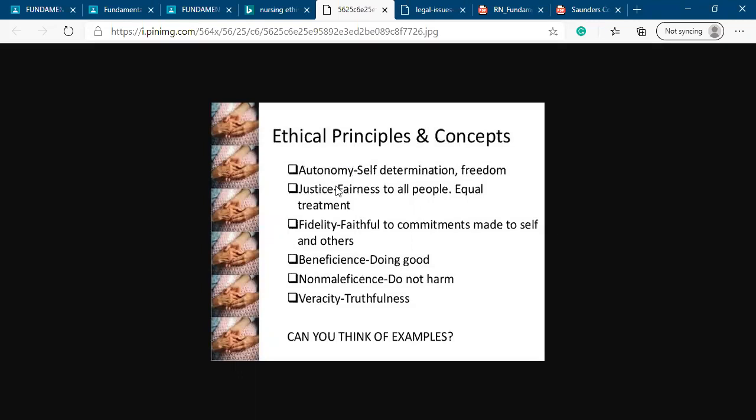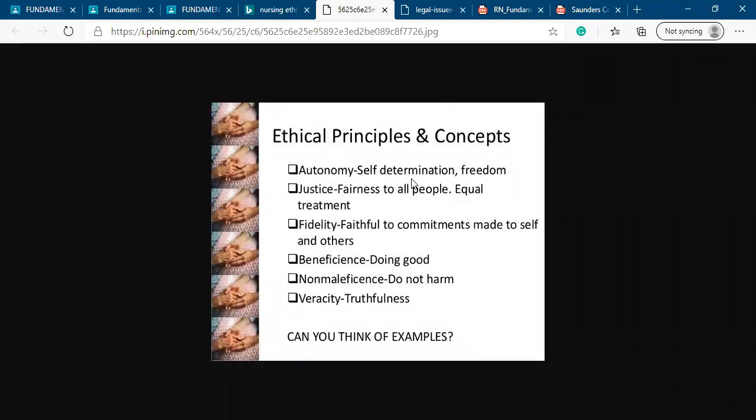Autonomy means that every patient has a right to make their own decision, even if it is not in his or her best interest. So autonomy, or self-determination, or freedom to make a decision.